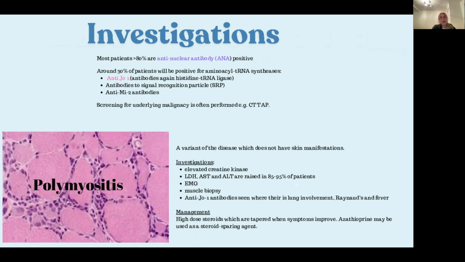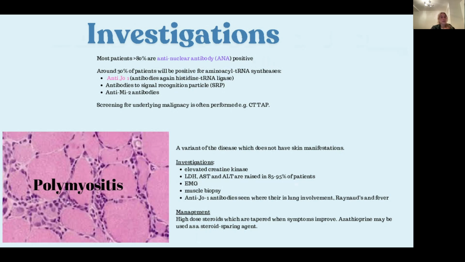Just a note, you can also get polymyositis. So this is where you get the features of the muscle weakness and the muscle tenderness, but you don't get any of the skin manifestations. So you don't get the Gottron's papules, a heliotrope rash, or anything like that. For polymyositis, you'll see an elevated creatine kinase. In about 85 to 95% of patients, they'll have raised LDH, which is just a marker. It can be used as a marker in malignancy as well. And then their liver functions will be off, so the AST and the ALT may be raised.